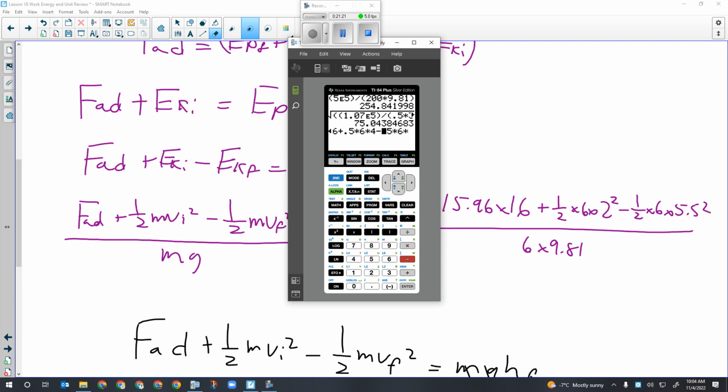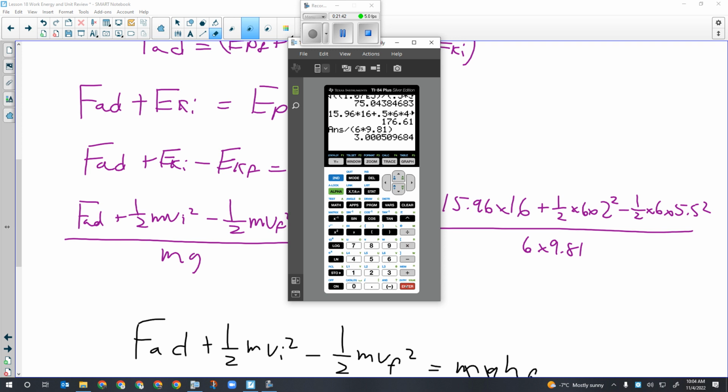Minus 0.5 times 6 times 5.5 squared, divided by 6 times 9.81. Look at that. 3 meters. Okay, so the final height of this is 3 meters.